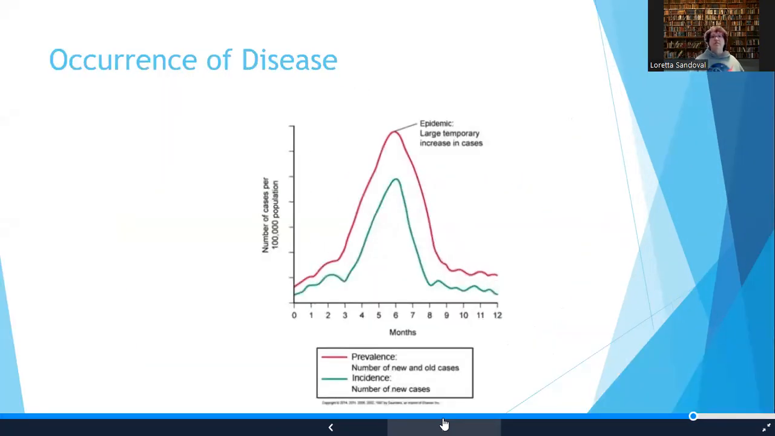So this is a graph showing prevalence and incidence. And the big peak on the graph is an epidemic, which is a large temporary increase in the number of cases. Usually prevalence and incidence are reported within 100,000 people of the population. So the graphs are going to look the same. Prevalence is going to be higher because it includes old cases as well. Incidence is just the new cases. So they're going to have a similar pattern because incidence contributes to prevalence, but incidence is always going to be lower because it only includes the new cases. So hopefully that makes sense.